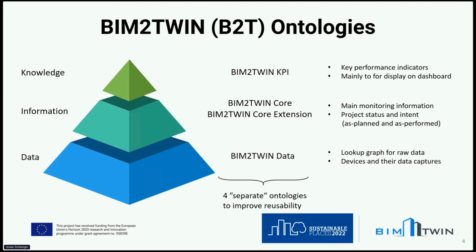Then we have the BIM2Twin core and the core extension, which is the main part of our data model. Here we store the main monitoring information and have information about the project status and project intent. So basically information about how things are planned, but then also how they're actually executed. And finally, we have this KPI ontology, where we try to formalize these different types of KPIs that are then displayed to the user in the dashboard.